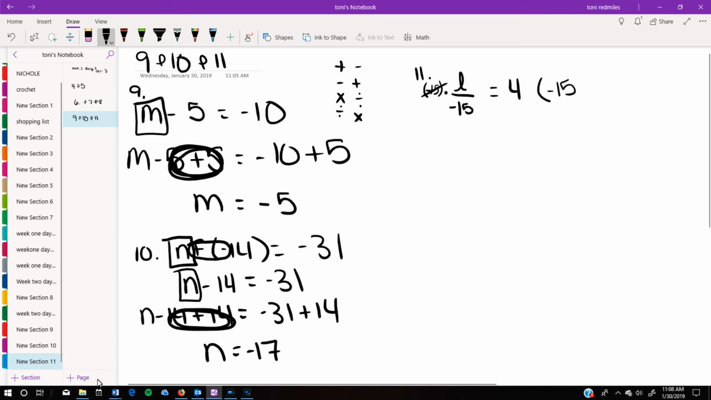Over here, these are going to cancel. They're going to make a 1. Remember, multiplication and division, ones do not change anything. 4 times a negative 15 is going to give me a negative 60.